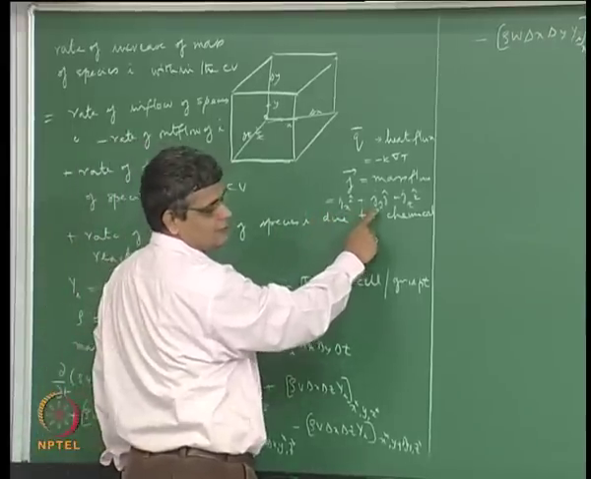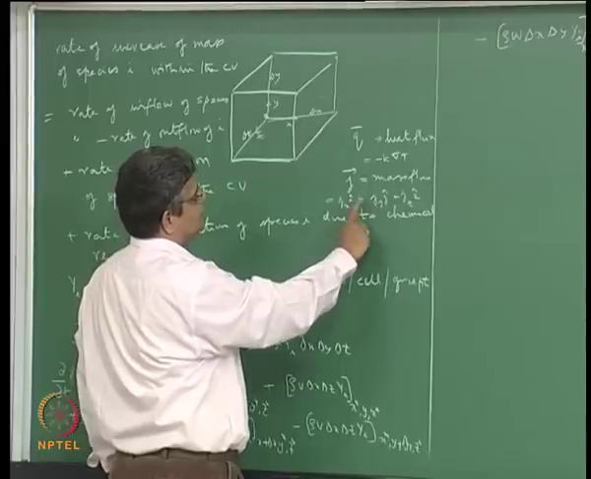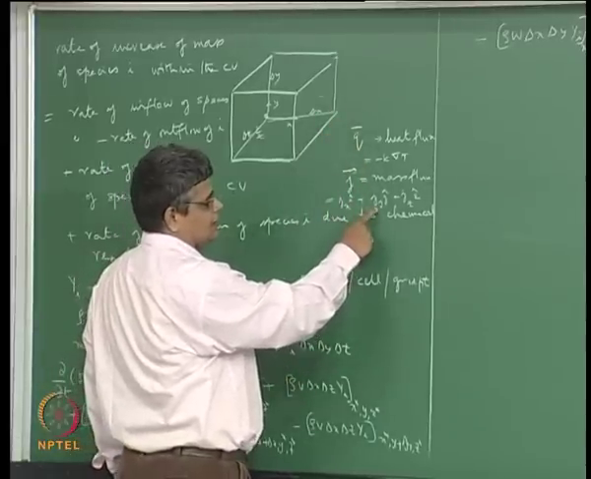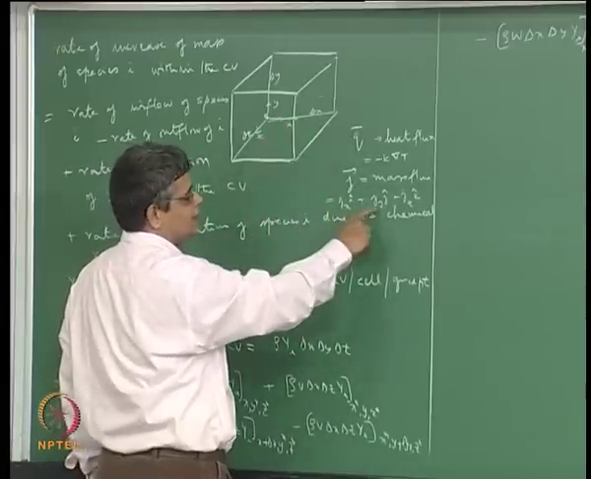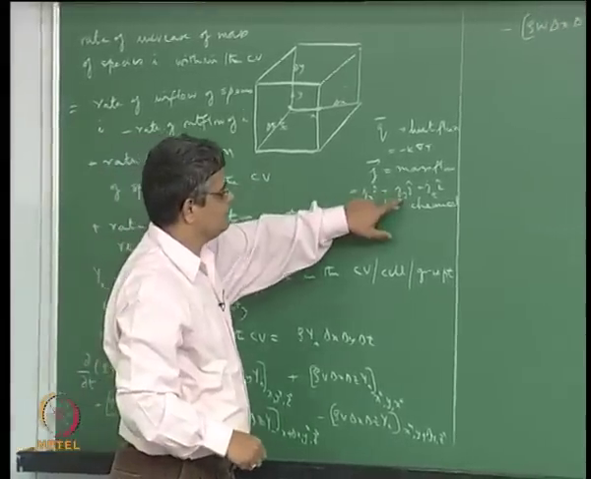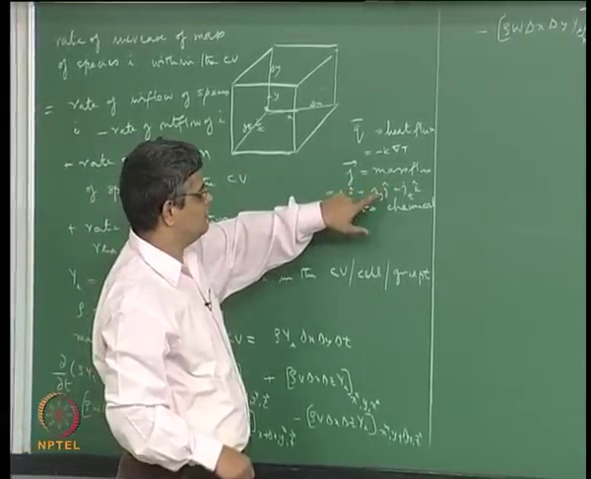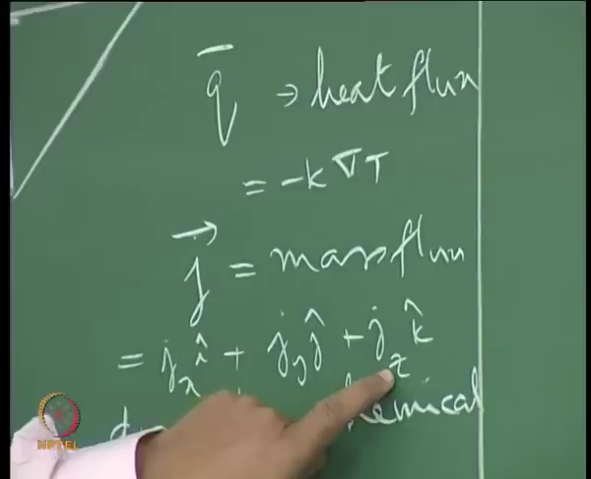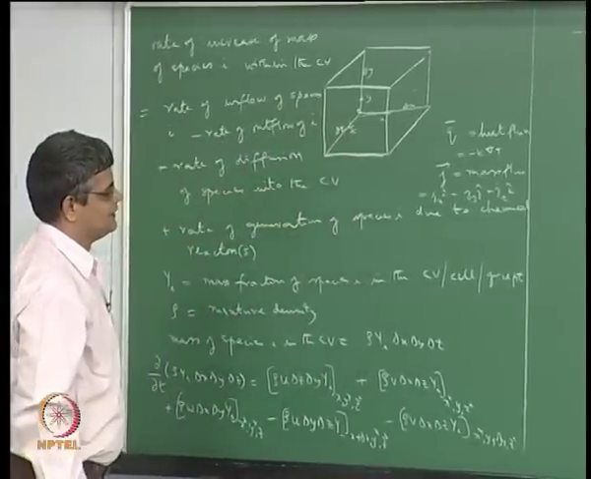Similarly, if Jy is positive, for example 100, then it is the flux which is coming in the positive y direction. If it has to be flux in the negative y direction, this Jy will be minus 100. Okay, so a positive quantity of Jy implies that flux is in the positive y direction, and similarly a positive quantity of Jz implies it is a flux in the positive z direction.